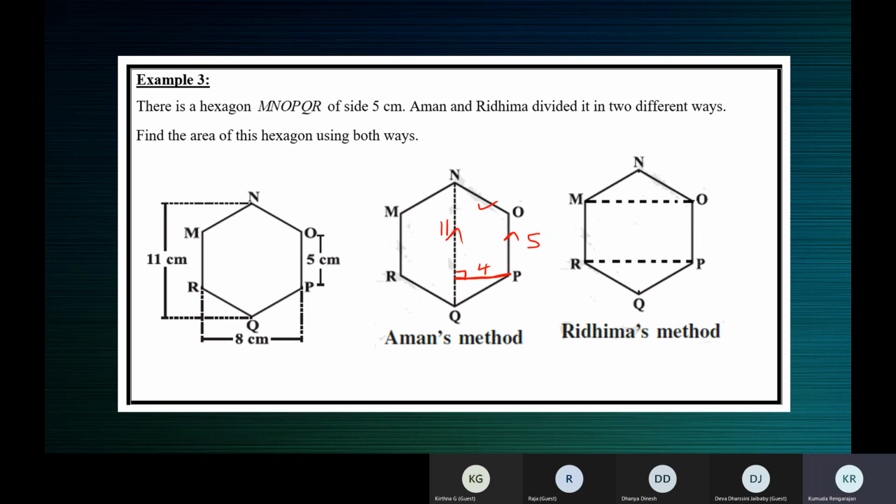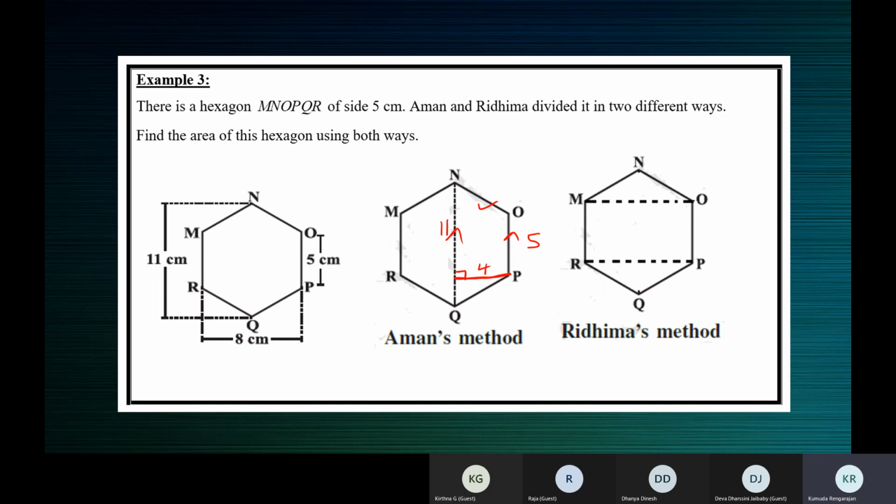Ridhima has divided the hexagon into three plane figures. What are they? Two triangles and one rectangle. So we need to find the area of the two triangles, find the area of that one rectangle, and add all three to find the area of the hexagon.